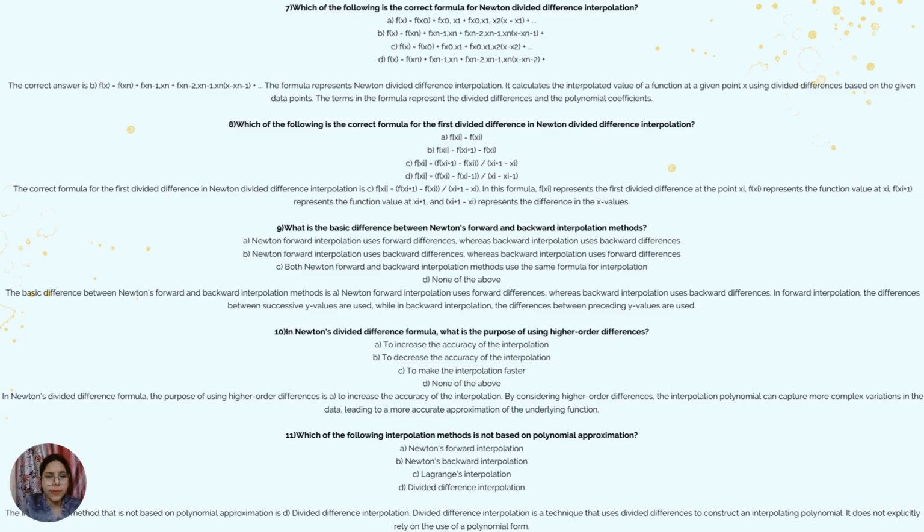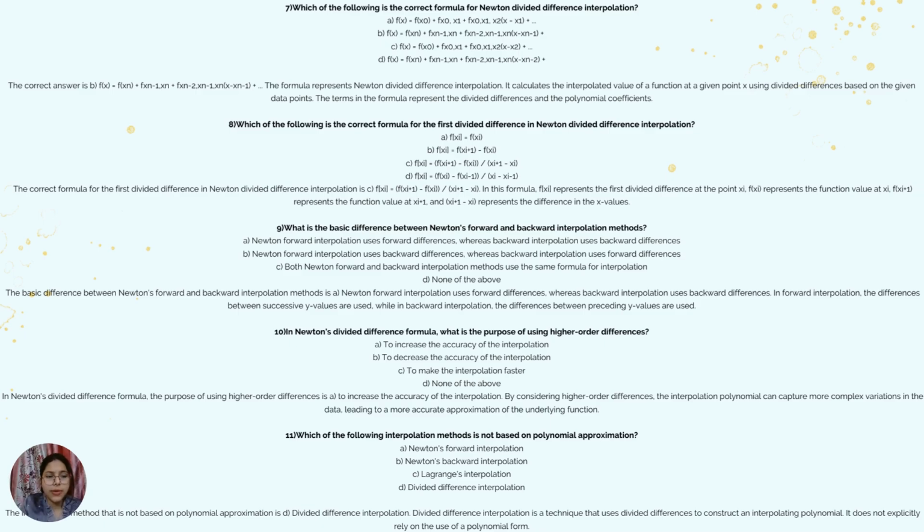Question 9. What is the basic difference between Newton's forward and backward interpolation method? A. Newton forward interpolation uses forward differences, whereas backward interpolation uses backward differences. B. Newton's forward interpolation uses backward differences, whereas backward interpolation uses forward differences. And C. Both Newton forward and backward interpolation methods use the same formula for interpolation. And D. None of the above.